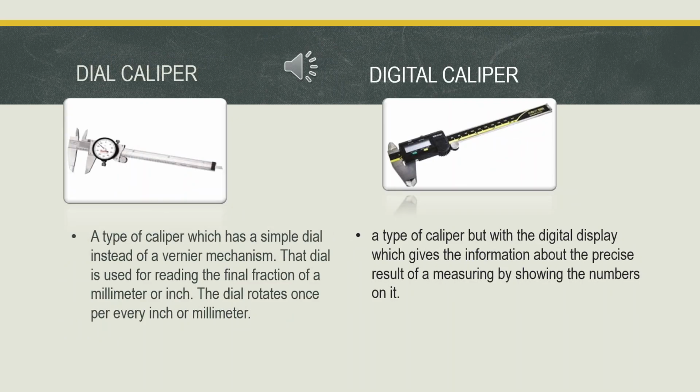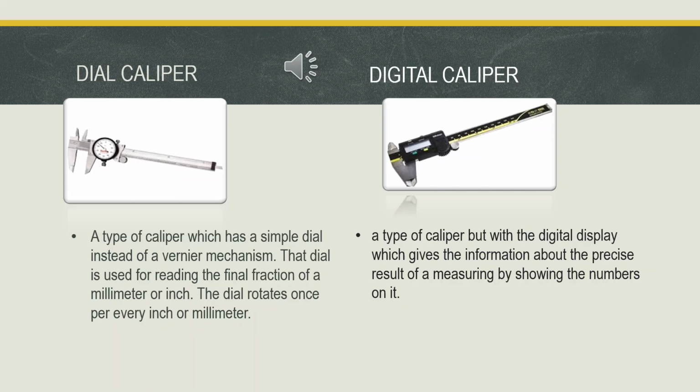Next is the dial caliper, a type of caliper which has a simple dial instead of a vernier mechanism. That dial is used for reading the final fraction of a millimeter or inch. The dial rotates once per every inch or millimeter. It is used in metalworking, mechanical engineering, machining, carpentry, and medical applications.